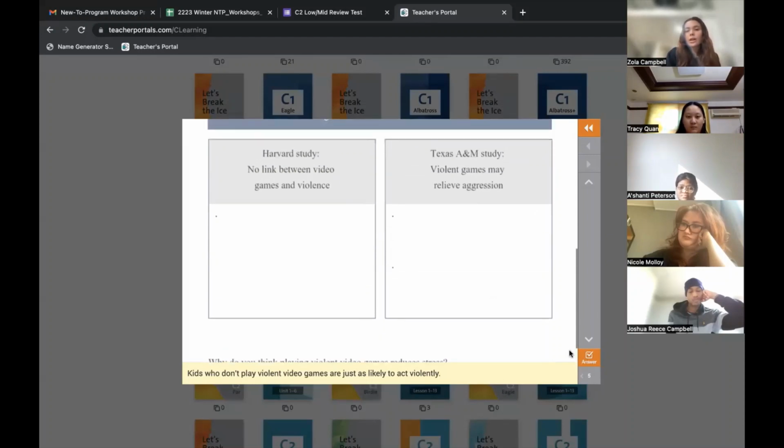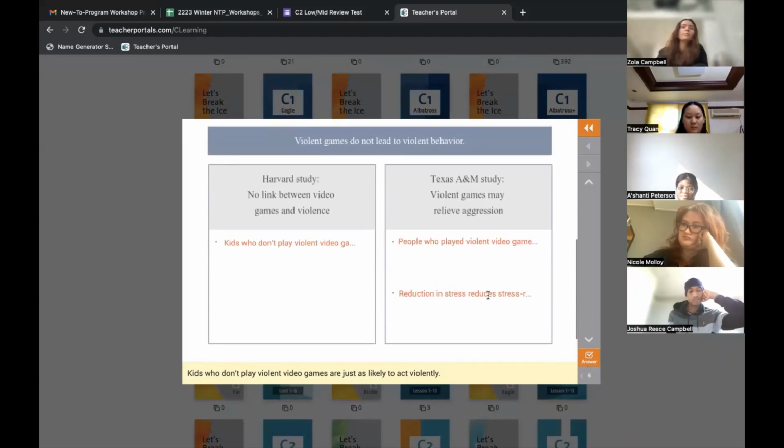So then what you want to do here is build personalized discussions off of this. Kids who don't play violent video games are just as likely to act violently. So you can ask them, do you know anyone like this? They'll probably say, yeah, my brother, or something like that. Do you know anyone who uses video games to reduce stress? Do you play video games? What video games do you play? How do you reduce stress? So again, you just want to have personal discussion with them to have them relate to the topic and continue to form opinions.